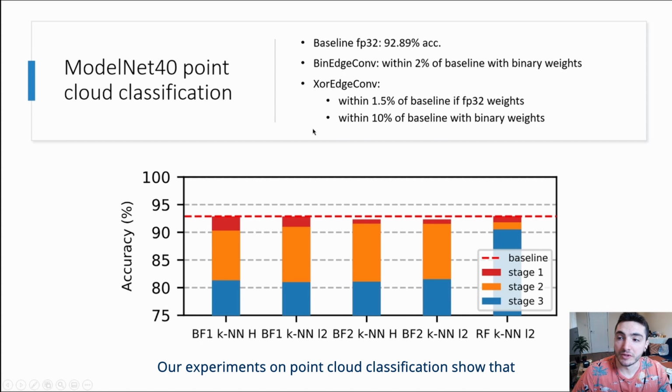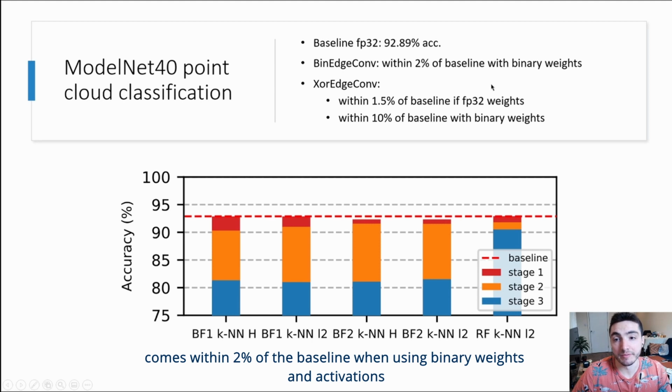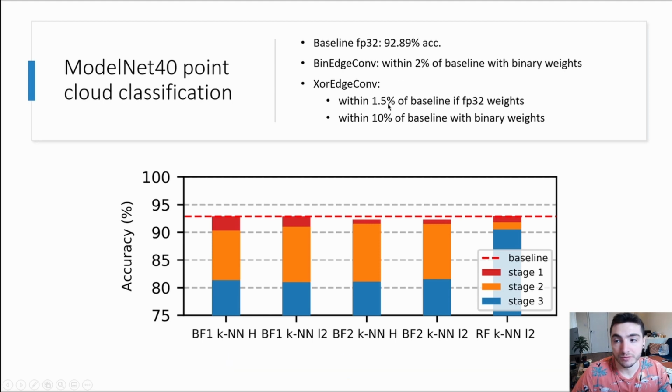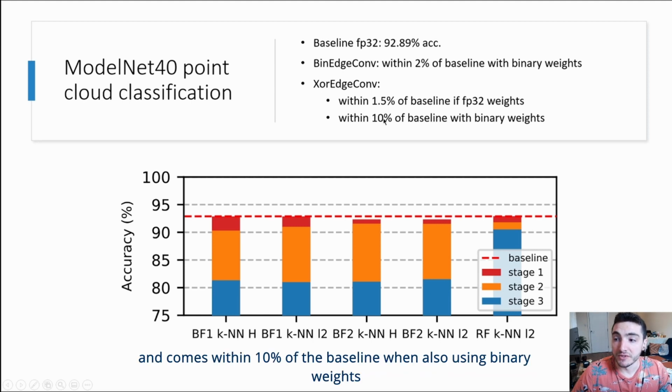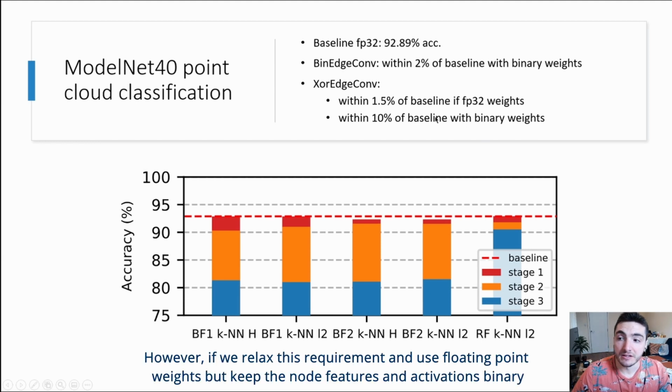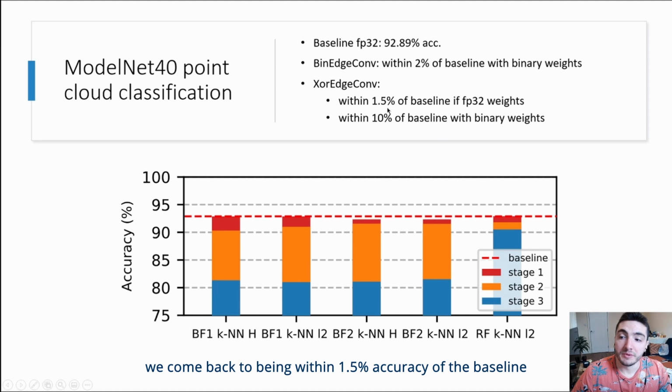Our experiments on point cloud classification show that binEdgeConv, our model that keeps the output real valued, comes within 2% of the baseline when using binary weights and activations. XorEdgeConv is the model that produces binary node features and comes within 10% of the baseline when also using binary weights. However, if we relax this requirement and use floating point weights but keep the node features and the activations binary, we come back to being within 1.5% accuracy of the baseline.